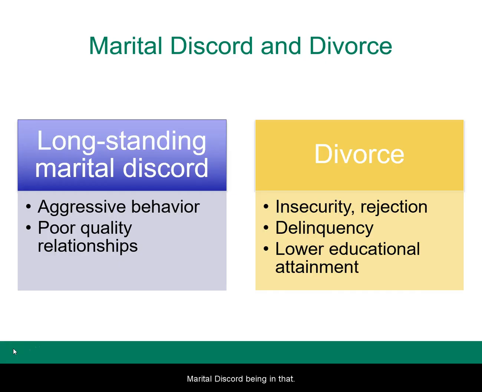Marital discord. Being in that household where there's this aggressive behavior, poor quality relationships, that's definitely going to have an effect on the children, the way they interact with their friends and have relationships. And then divorce itself, the insecurity, the rejection, can lead to lower educational attainment in kids.